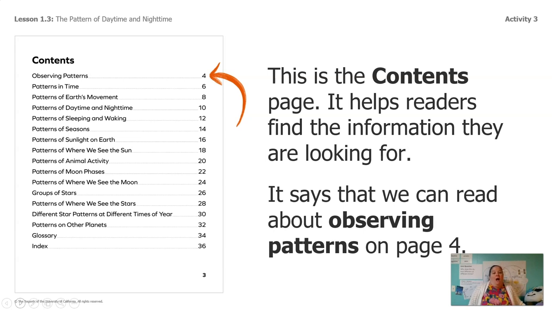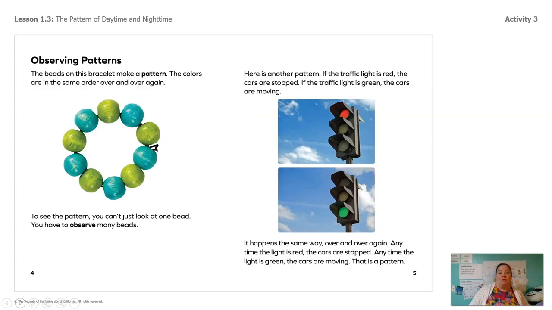So I'm gonna look in the table of contents at the very beginning of this book on observing patterns. And I'm gonna read this to you. I gotta put on my glasses though, here I come. Observing patterns. The beads on this bracelet make a pattern. The colors are in the same order over and over again. To see the pattern, you can't just look at one bead. You have to observe many beads.